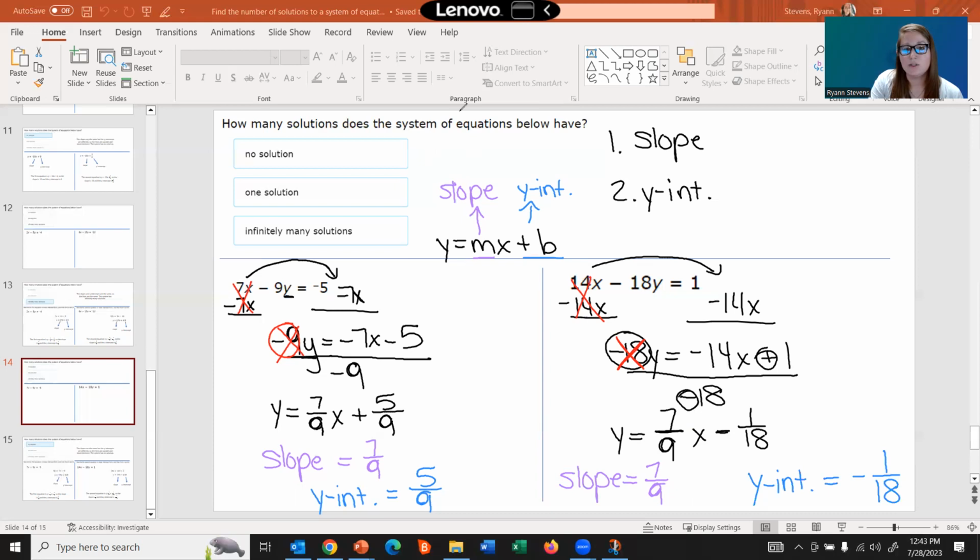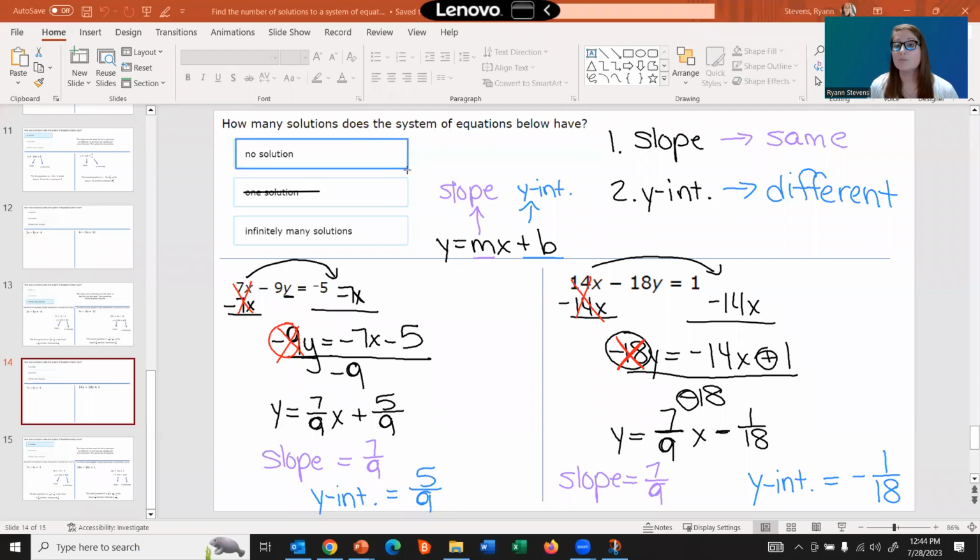And so when we compare these two, compare the slopes first: we've got a slope of the first equation of 7/9, slope of the second equation of 7/9. So that means that our slopes are the same, which also means we can eliminate that answer choice of one solution, because remember, for one solution, the slopes are going to be different. So that's going to tell us this is going to be either no solution or infinitely many. Our y-intercept of the first equation is 5/9, and our y-intercept of the second equation is negative 1/18. These are different. These are not the same numbers, which tells us that we have no solution. The slopes are the same, but the y-intercepts are different.